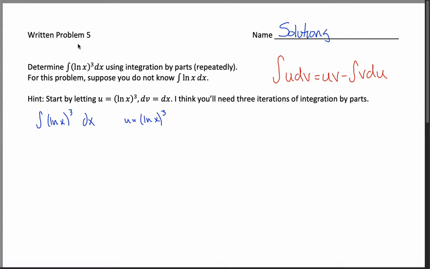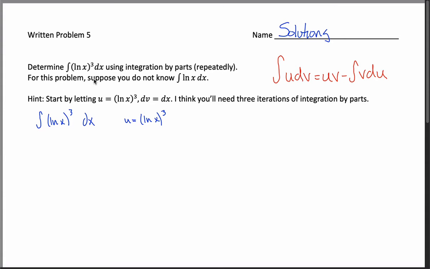All right, here are solutions to written problem 5 for Math 252. What you are asked to do is figure out the indefinite integral of natural log of x cubed dx using integration by parts repeatedly, so maybe a little hint there. And so if we're going to be using integration by parts, I figured I'd make note of the integration by parts formula. So I'll reference this as I go through the solutions.